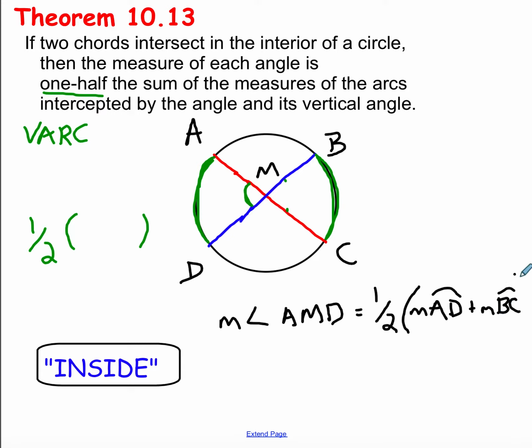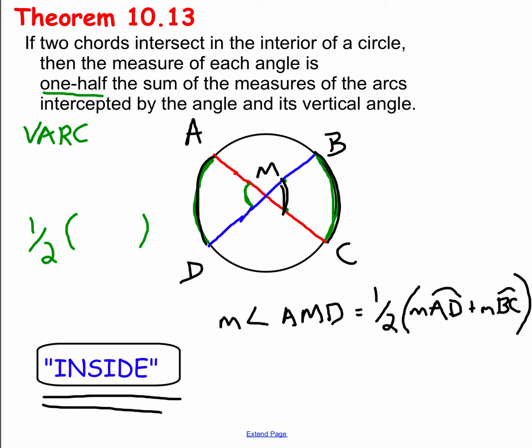Now, if this isn't making sense to you right away, that's totally okay and totally normal. This is a very complicated theorem. But here's the idea that you have to understand. I could pick any angle in here. I could have picked this one. And to find the measure of that angle, what I need to do is take the measure of its arc, add it to the measure of its vertical angle's arc, multiply them by 1/2, and that's how I will find this angle. This is for all angles inside the circle.